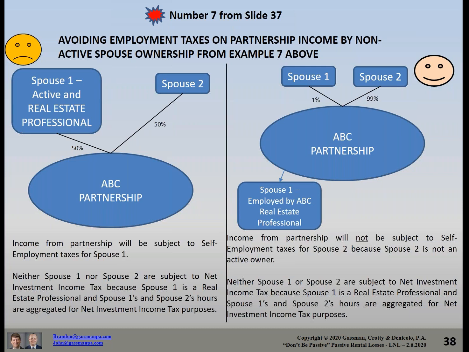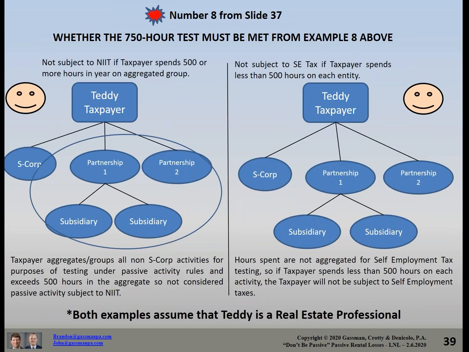So that's a nice way to thread the needle in between the self-employment tax and the NIT tax. Another way that you can do this is if you have multiple entities and you spend more than 100 hours on each of these entities and can make that aggregation election that John spoke about.